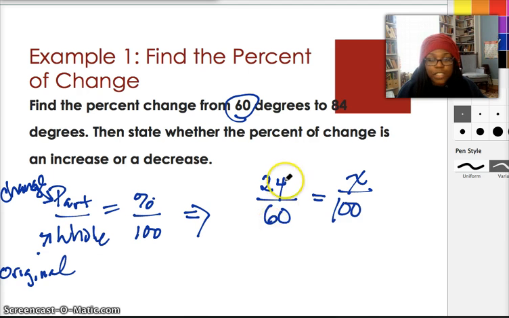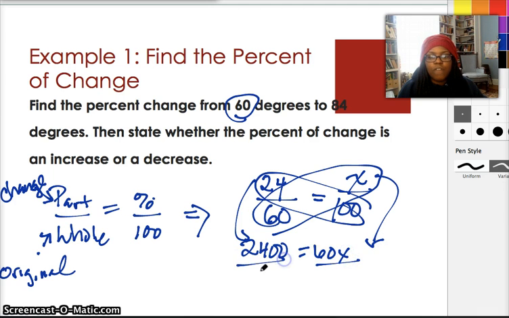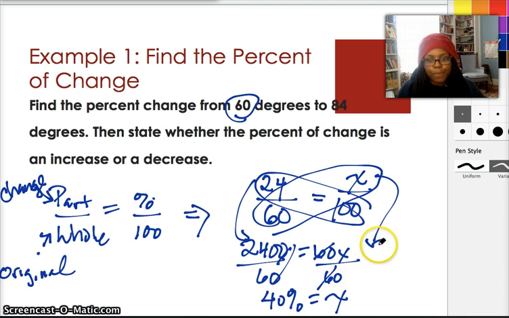You know how we solve these. We cross multiply, we do our thing. So we get 2,400 when I multiply these together. And that's equal to 60X over here. Then I'm going to solve for X by dividing both sides by 60. And when I do that, I get 40. So what I realize is that there was a 40% change in the temperature. So that's why we have 40% there.